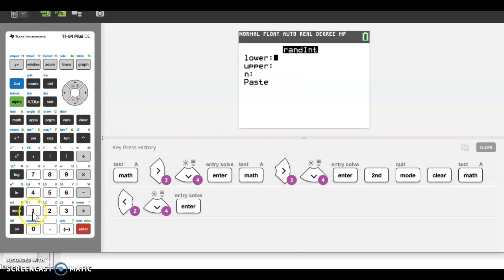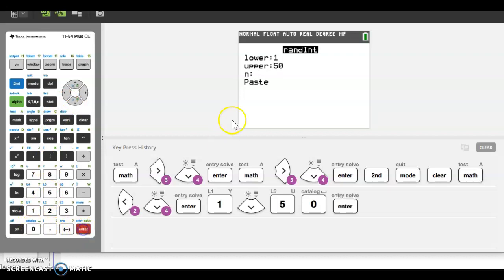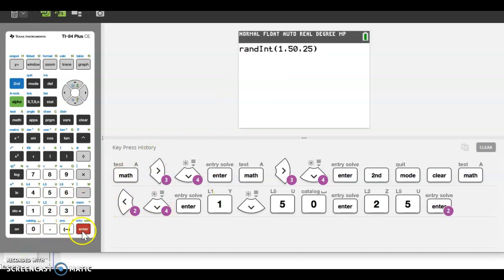So our lower number is 1. That's the first person that could be chosen. How many people are there? There are 50. You're going to assign 25 to each group. How many are you going to choose? 25. So we're going to choose 25. So then we would paste that. So these are the people.